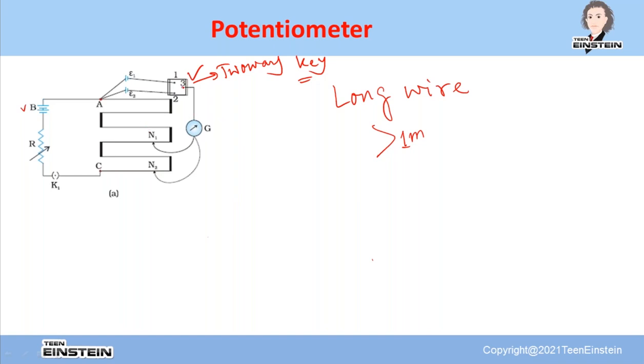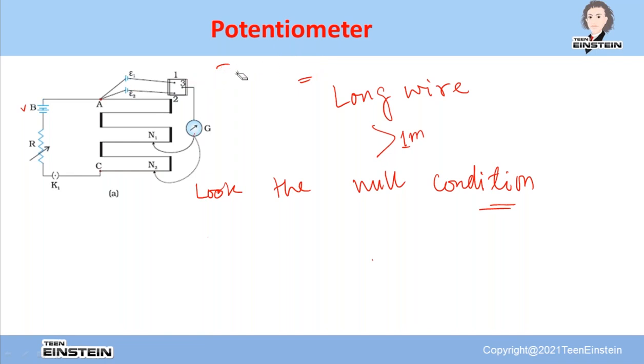Look here, the third terminal of the switch is connected to a galvanometer, and the galvanometer is connected to the jockey. Same principle: we look for the null condition. Null condition means there is no current through the galvanometer, no deflection. So suppose I have to find out the EMF of cell 2.